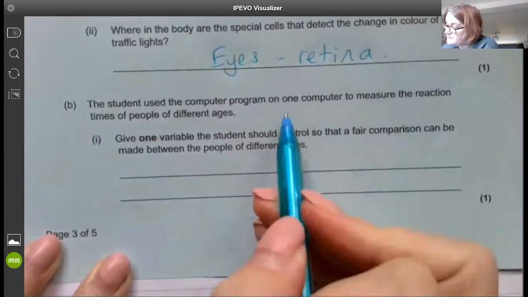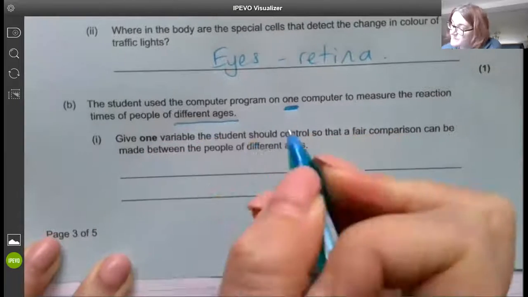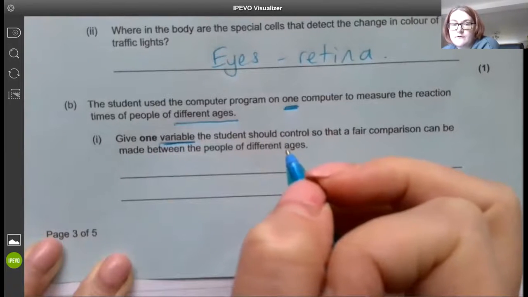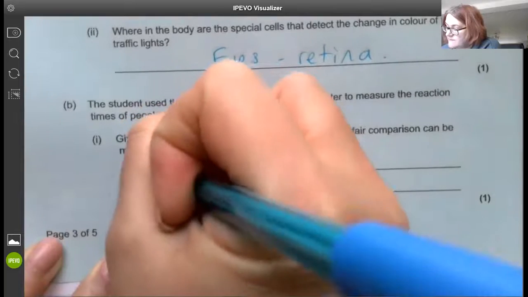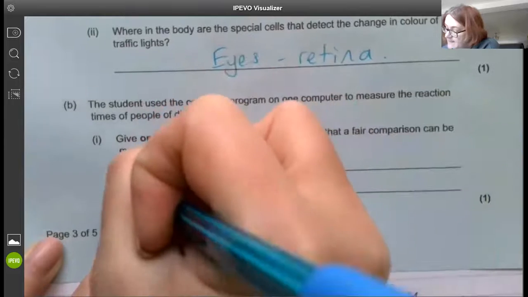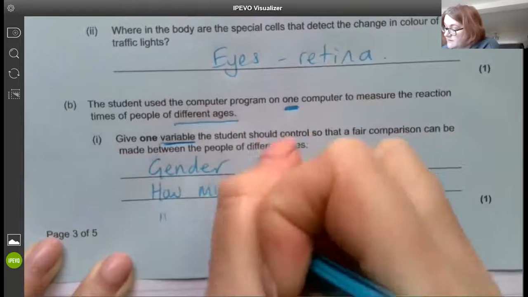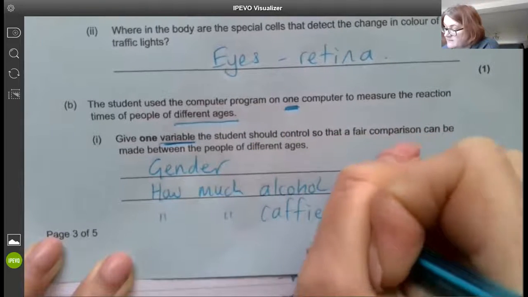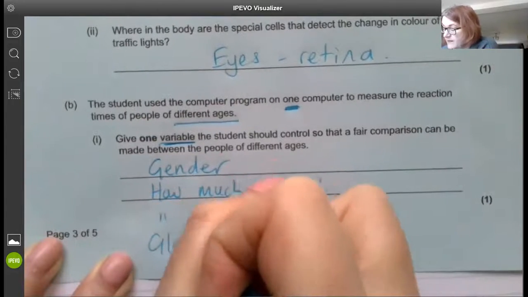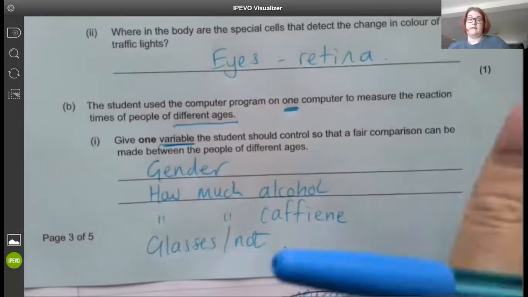The students used the computer program, they've used just 1 computer, to measure the reaction times of people of different ages. Give 1 variable, so something that changes, that the students need to control for, to make sure that it's a fair test. So you could have written the gender, so like, are they male or are they female? You could have said how much alcohol have they drunk in the last 12 hours. You could have gone, how much caffeine have they drank in the last so many hours. You could have also gone for something like, do they wear glasses or not? Because that could make a difference, because they might not actually see the computer screen as quickly.